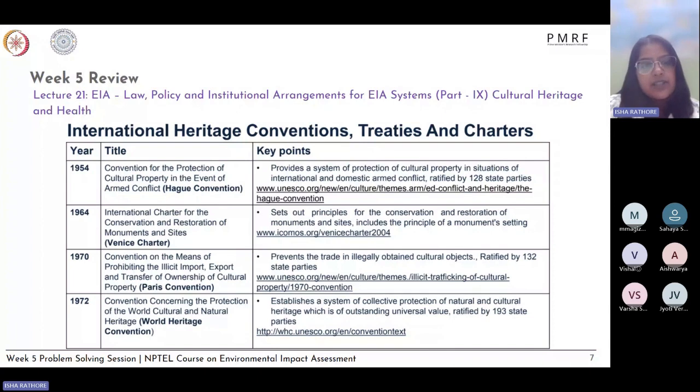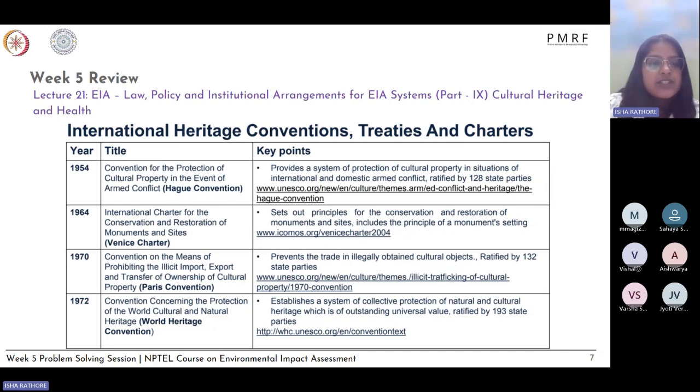1964 was an important convention, which was the Venice Charter. So, this was the International Charter for Conservation and Restoration of Monuments and Sites. So, this set out principles for conservation and restoration of monuments and sites identified across the world, and it includes the principle of a monument setting. So, having principles on what aspects of a particular site need to be conserved and restored so that the cultural heritage is not lost.